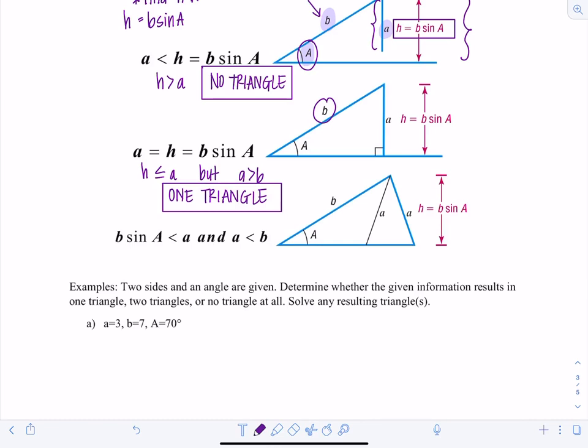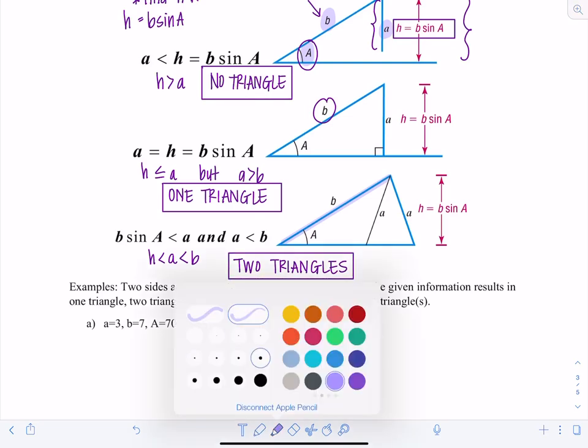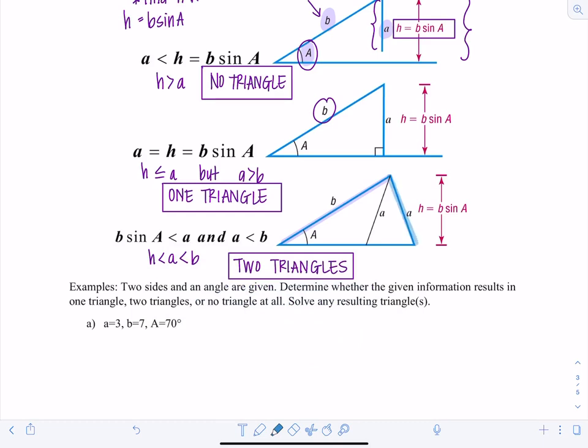Okay, and then the last possibility is H is less than A, but A is less than B. So the other side is even longer. What that means is you have a possibility for two triangles. And you don't know which scenario you're in, so you're going to solve for both. And notice the whole reason is that if the side A is less than B, it could either have an acute triangle here, or that side A could swing in, and your other triangle would have an obtuse angle here. So either you're in this scenario, and this would be your angle B, we'll call it B1, or you're in this scenario and you would have angle B2. So you're going to solve for both possibilities.